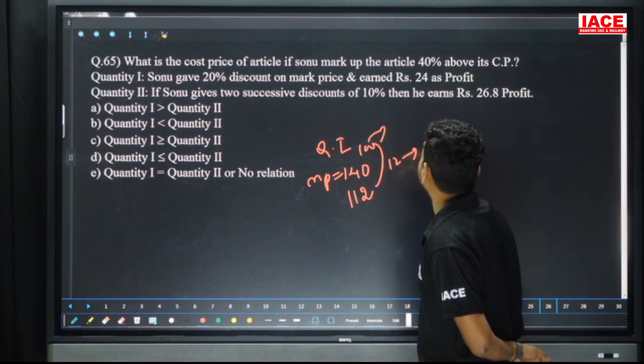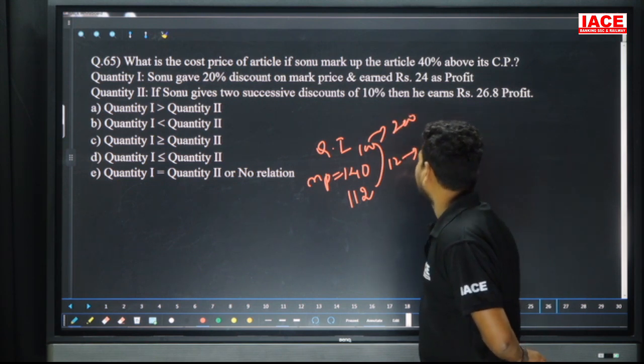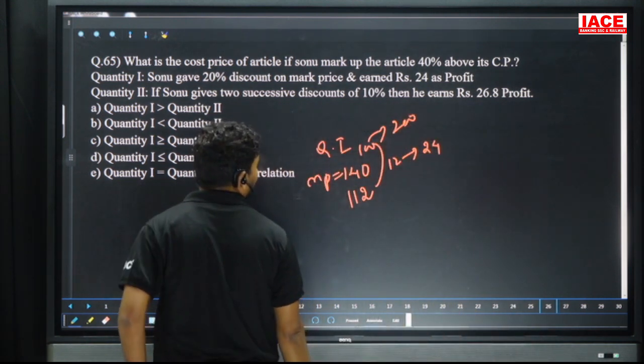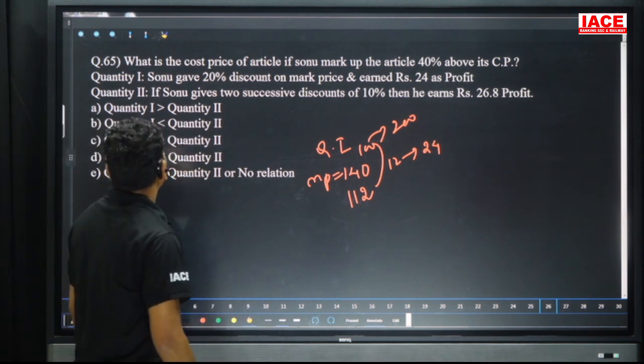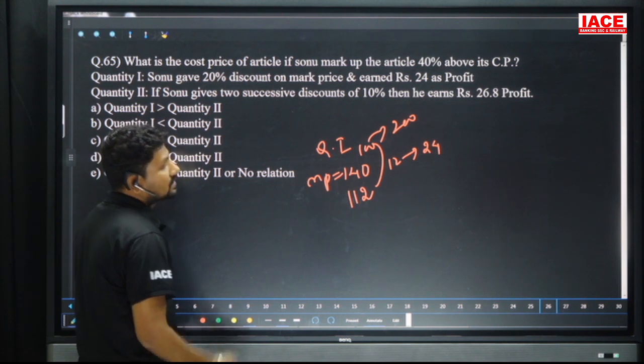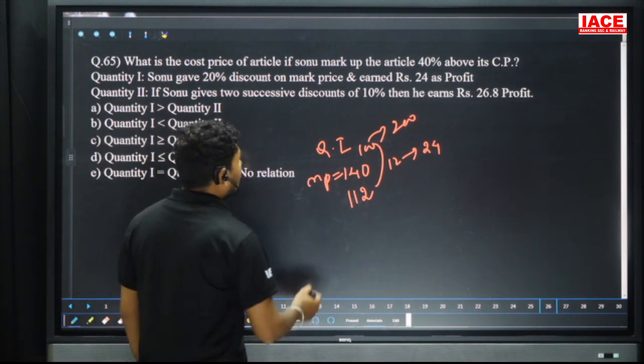12 rupees is profit, which is equal to 24. Then 100 is doubled as well, so it is 200. 12 doubled is 24, which means 100 doubled is 200. So quantity 1 cost price is 200. And as for quantity 2, if Sonu gives 2 successive discounts of 10%. Now it is quantity 2.